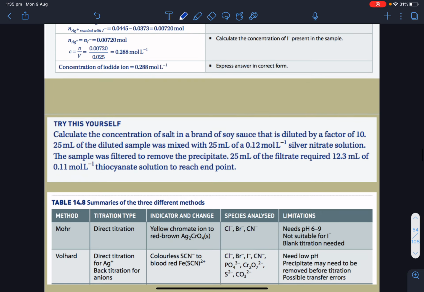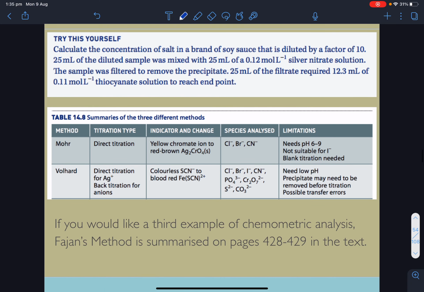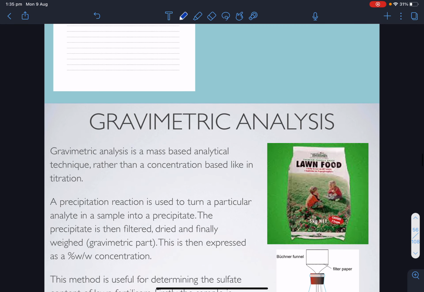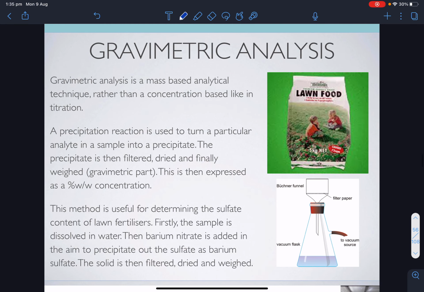There's a couple of worked examples from the textbook, and if you want a third, Fajan's method, pages 428 through 429 in the textbook, and then you can do those problems. Okay, next video we'll talk about gravimetric analysis.